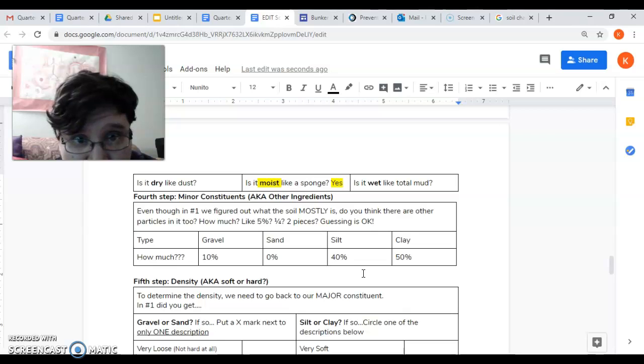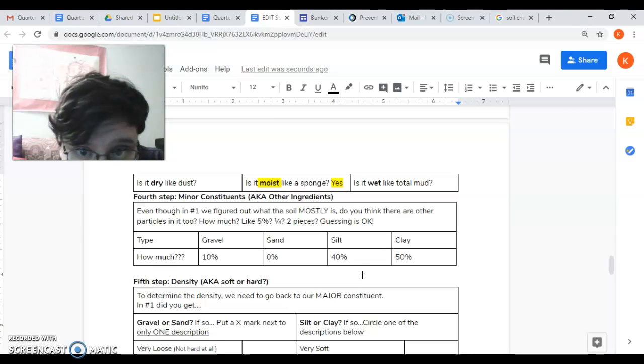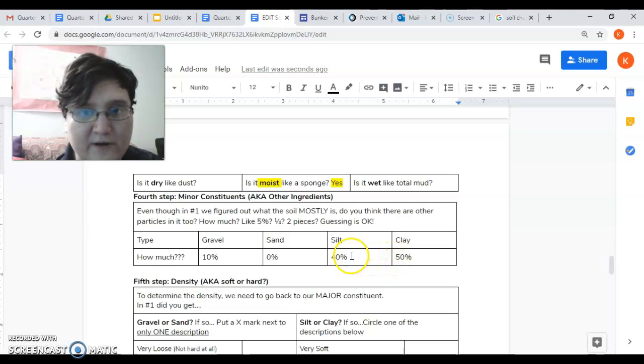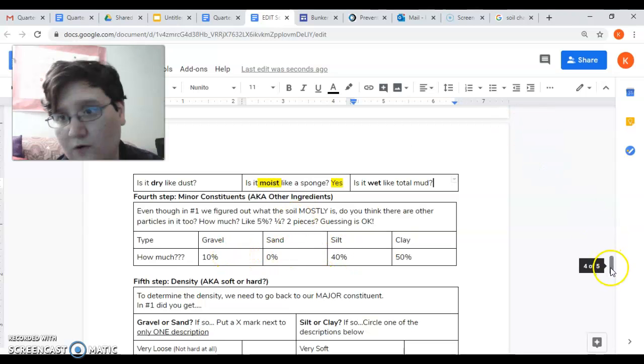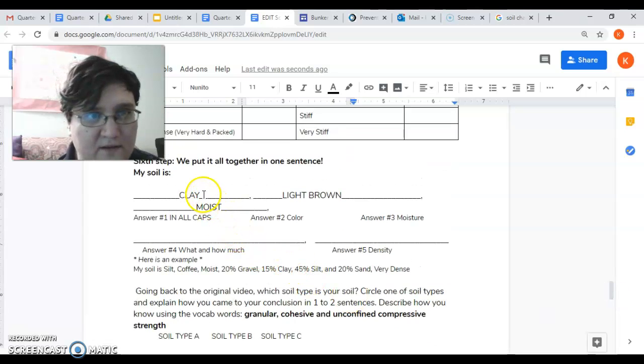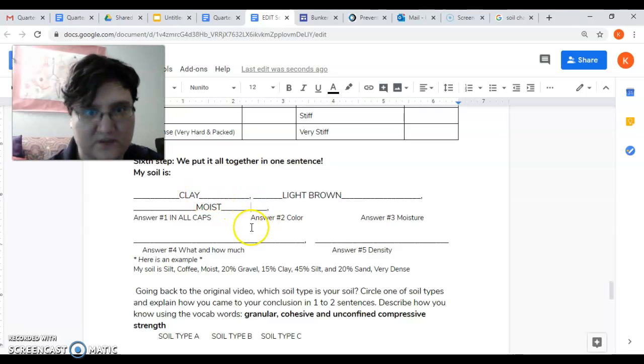For the minor constituents, well, this is a good question. So our major constituent is clay. My major constituent is clay. I would say that my 2 minor constituents are silt and gravel. Okay? So I wrote the major constituent on my first line. That's clay. And then I'm going to put my minor constituents for 4 as silt and gravel.